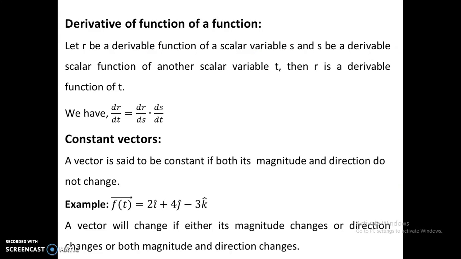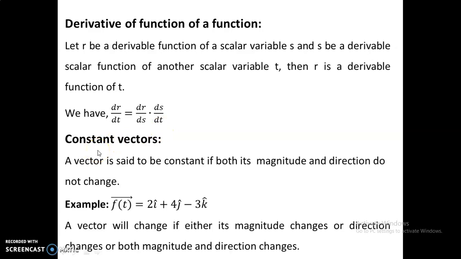Then the derivative of a function of a function: let r be a derivable function of a scalar variable s, and let s be a derivable scalar function of another scalar variable t. Then r is a derivable function of t. That means dr by dt is nothing but dr by ds into ds by dt, that is, r with respect to the scalar variable s, and s with respect to the other scalar variable t.